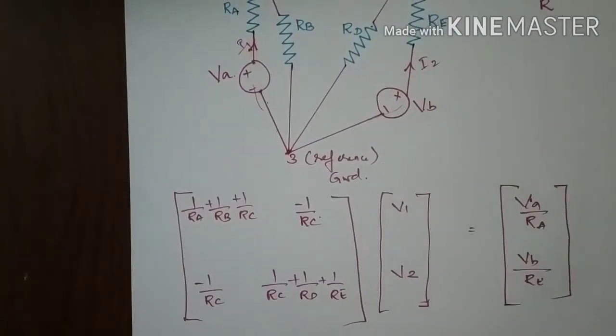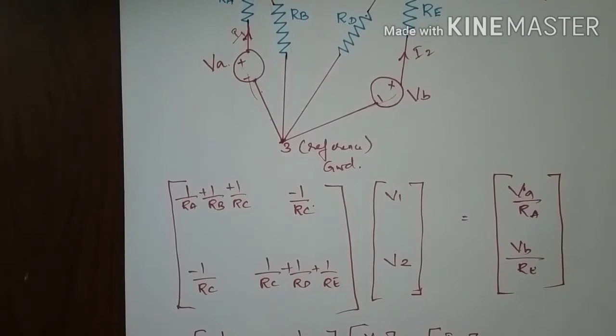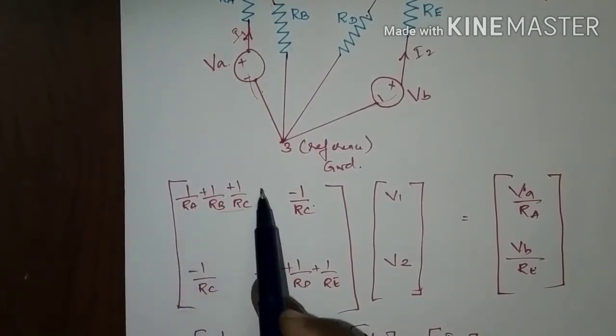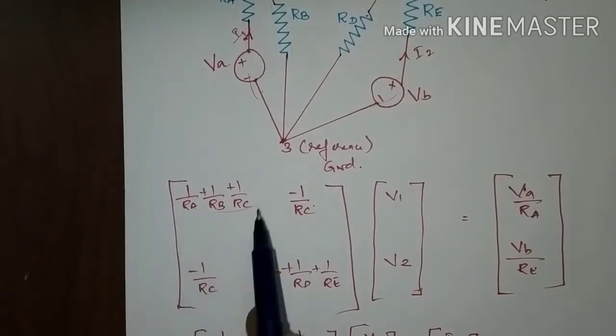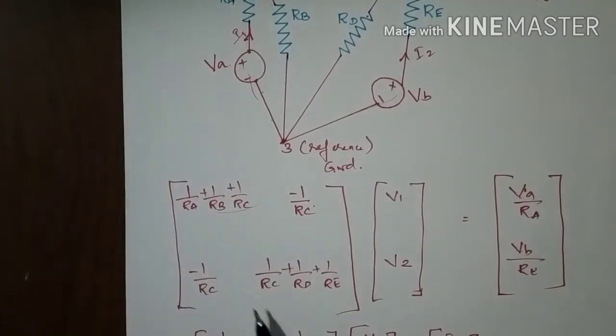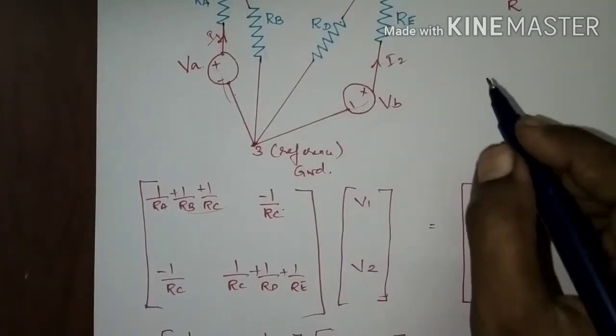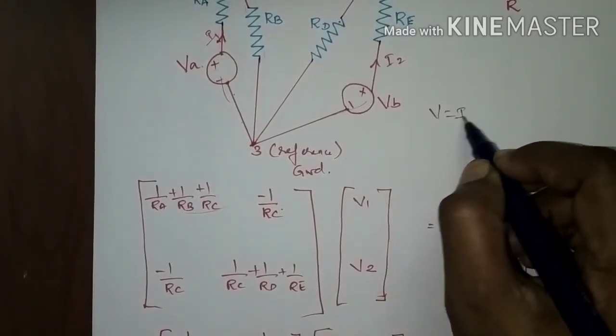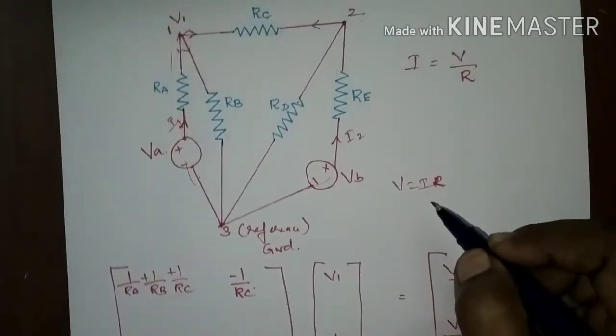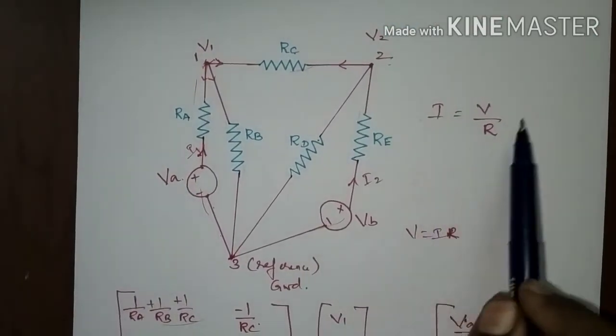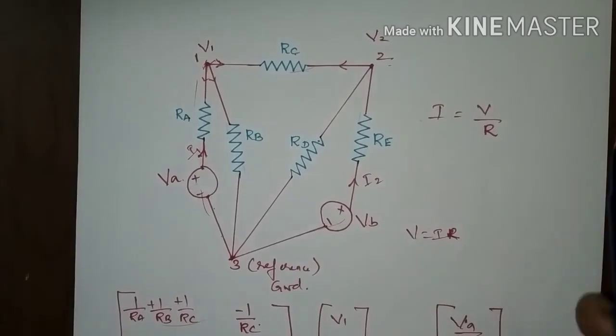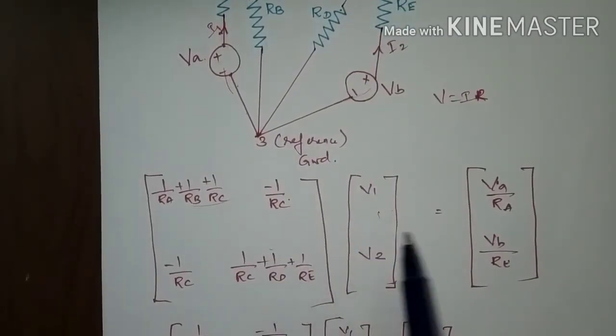This is similar to the matrix formation which we have discussed already in the mesh analysis. There the resistances are taken in the straight manner, but here the resistances are taken in the reciprocal manner. That's it. The KVL equations are formed according to V is equal to IR in matrix form, but in the case of nodal voltages, you are forming the matrix as I is equal to V by R.